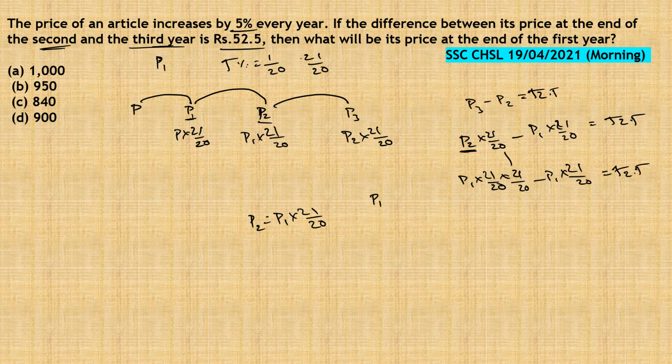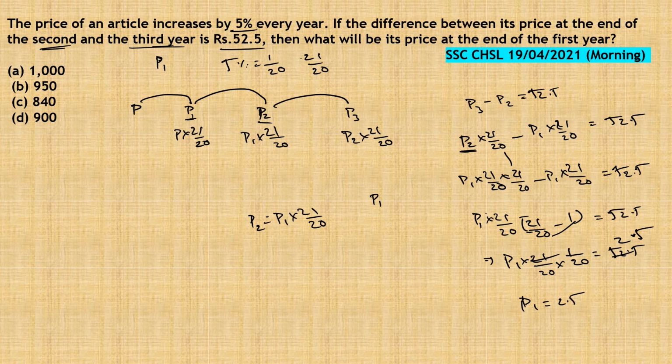If I take P1 into 21 by 20 as common, we are left with 21 by 20 minus 1, which is 52.5. If you solve it, 21 minus 20, we will get 1. P1 into 21 by 20 into 1 by 20, which is 52.5. If you cancel it, you will get the value of P1. 21 2s are 42 and 21 5s are 105. P1 equals 2.5 into 400. 25 fours are, that is 100 is the answer. We did something wrong here. 2.5 into, that is 25 into 40, that is 1000 we will get here. Option number A is the answer.